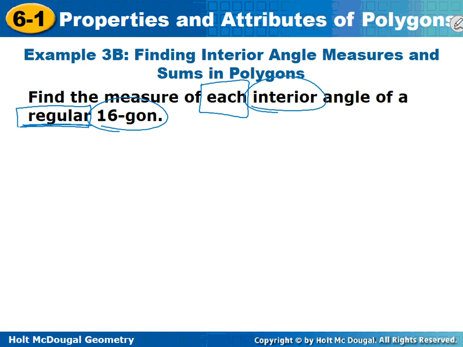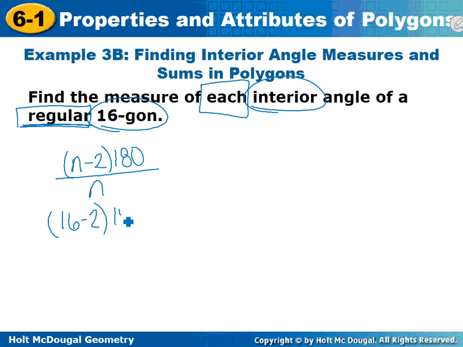All right, so let's see if we can find our sum first. If we want to find the measure of each interior angle of a regular 16-gon, we're going to do n minus 2 times 180 to get our sum, and then we'll divide it by how many we have. So what's going in for n? 16. So plug it in, 16 minus 2 times 180, and then we want each one, so we're going to divide by 16. If we wanted the sum, we wouldn't divide by 16. Tell me what you get when you type that in.